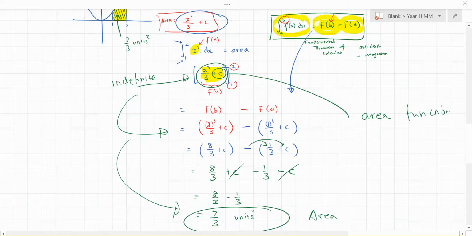So not until you're given an interval. Once you're given an interval, that's when you can find the area. If they don't give you an interval, well, how are you supposed to know what the area under the curve is? It will be infinite. Okay?